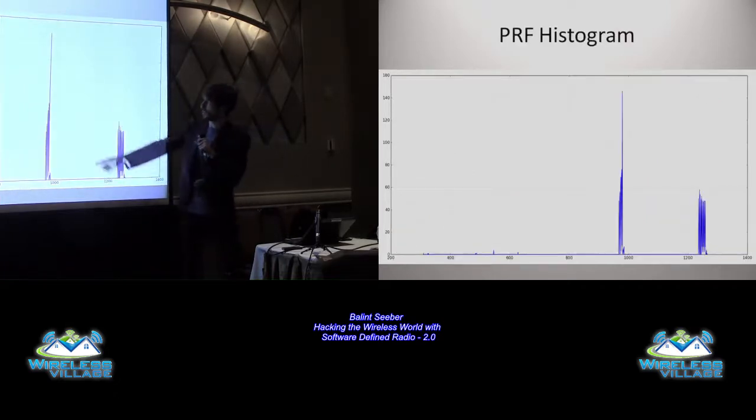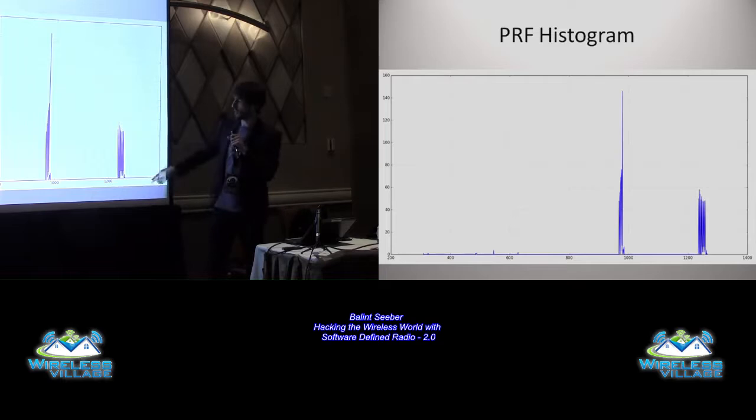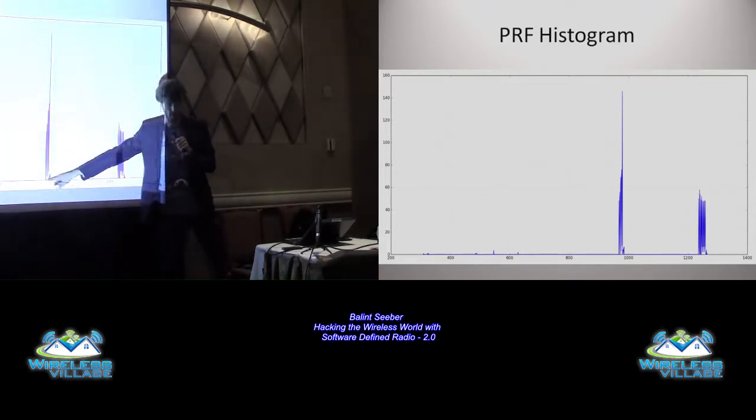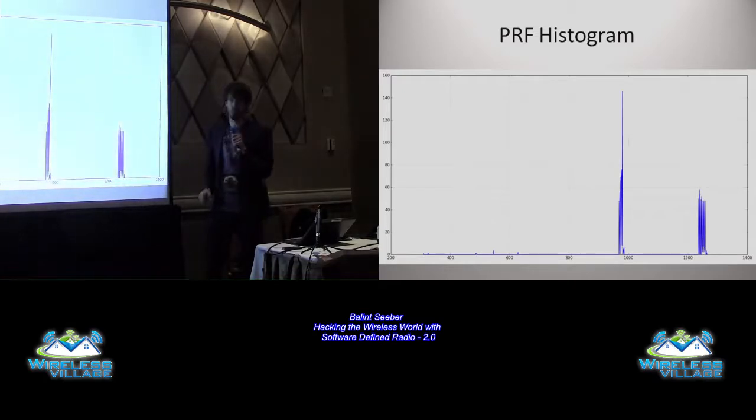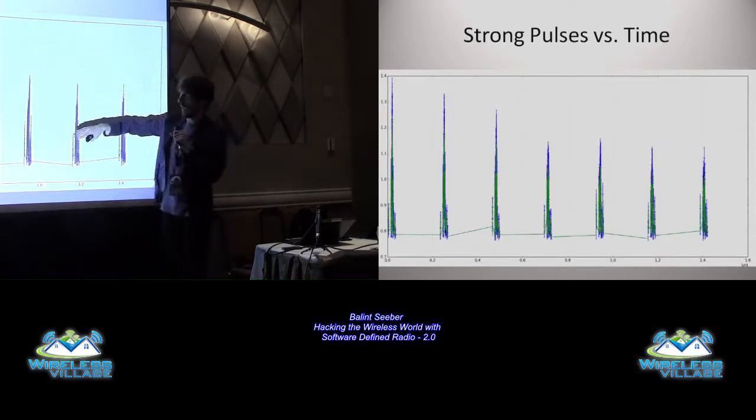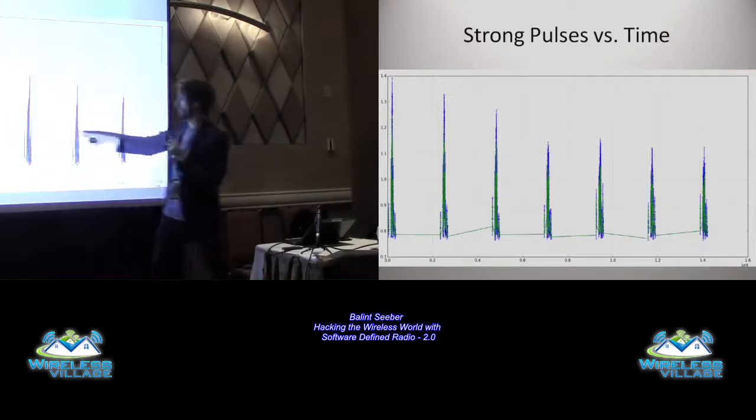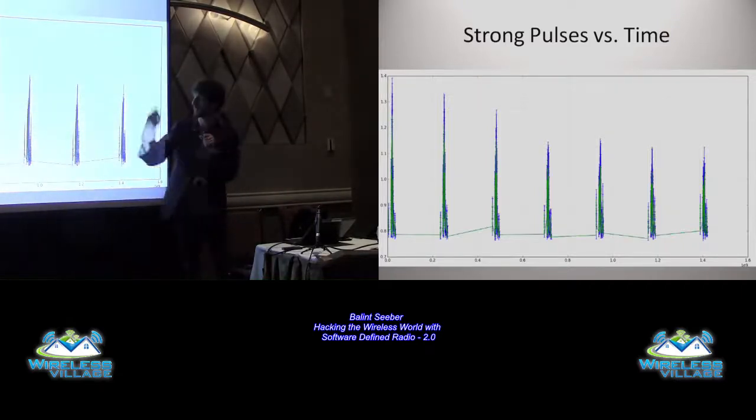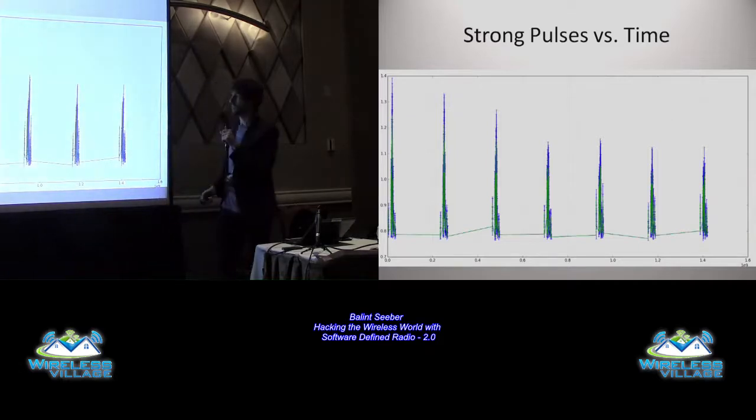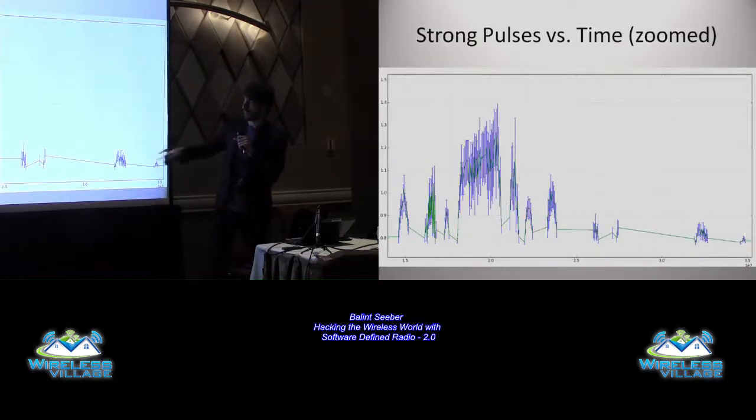Once you do, then you can draw this histogram of the PRFs, and you can see very clearly you have a PRF of, this is about 950 hertz, and the other one is 1250. So these are the two PRFs that it's switching in between. Program that in. Once you graph the amplitude of the strong pulses, this was, what is it, six revolutions of the radar, so you can see the peaks when it sort of begins to face the radio. And this is sort of zooming in on one.